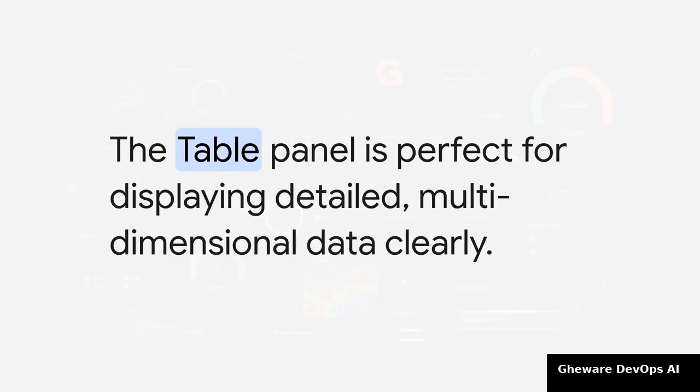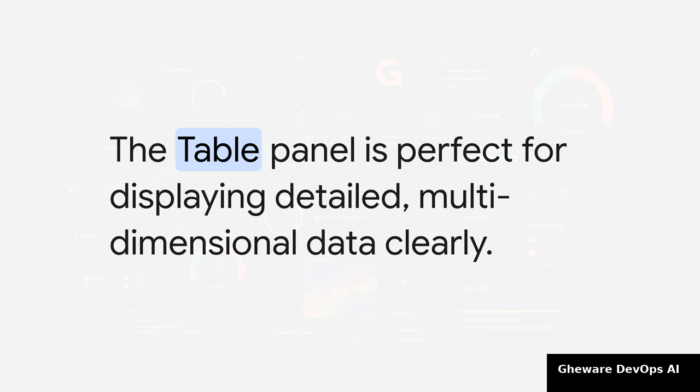So when you're done with the high-level view and you need to get into the nitty-gritty details, the table panel is your best friend. It's awesome for answering those really specific questions like which 10 pods are using the most memory, or which API endpoint is having the most errors.